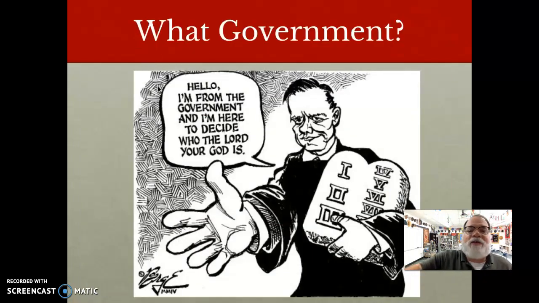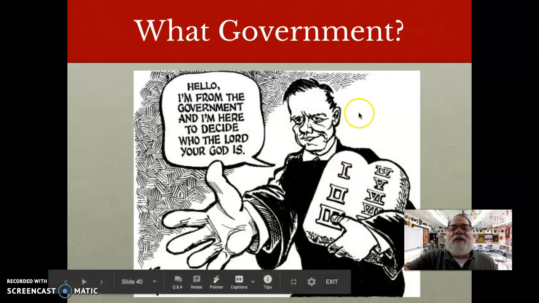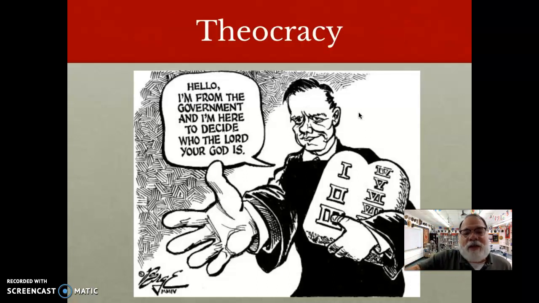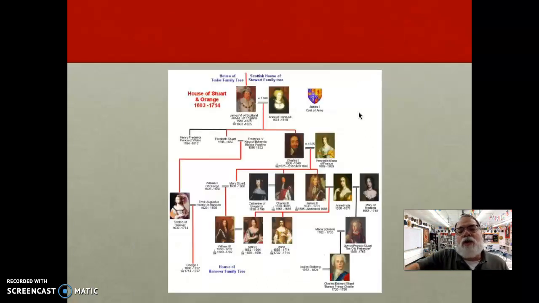Okay, so look, this guy, he says, hello, I'm from the government. I'm here to decide who the Lord your God is. He has something resembling the 10 Commandments. So he is the government telling you what you should believe in terms of religion. And a government ruled by religious leaders is theocracy.